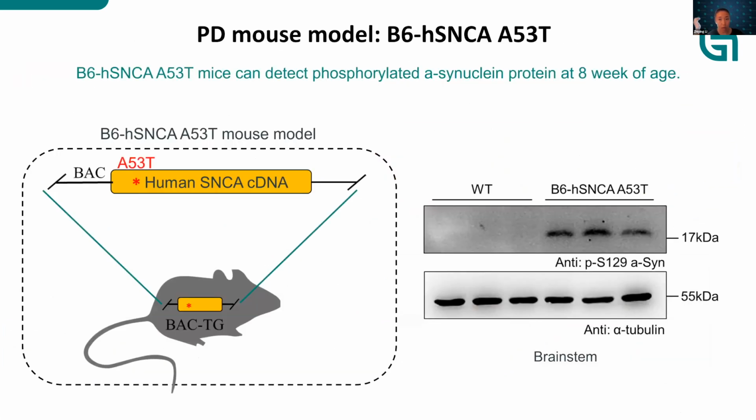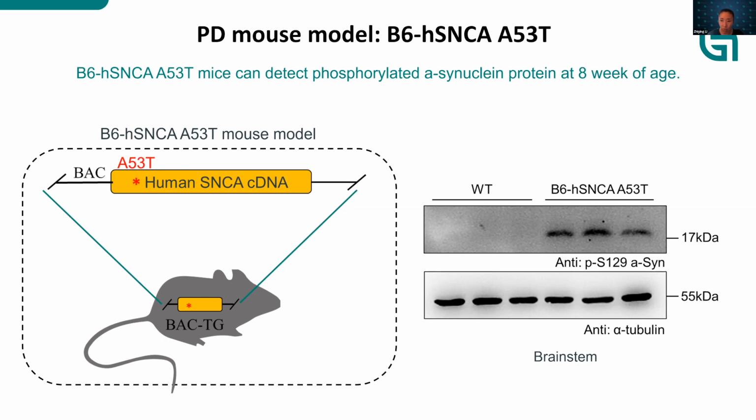In our hands, the first model we tried to develop is the alpha-synuclein model. Here we use the BAC transgenic approach, introducing a human alpha-synuclein cDNA. And in this particular allele, we have the A53T mutation. This mutation seems to lead to alpha-synuclein accumulation in Lewy bodies.